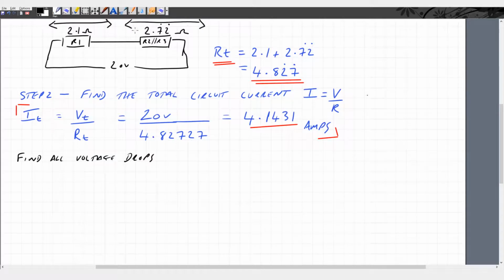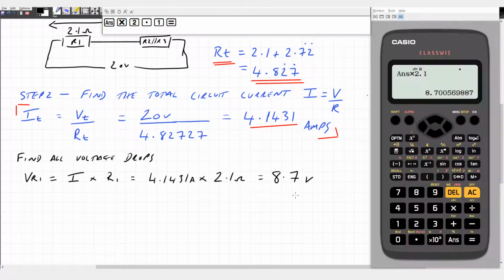So there's a voltage drop across R1 and there's another one across the parallel part. The voltage across R1 is the current times R1, V equals IR. So that's 4.1431 amps times R1, which is 2.1 ohms. And that's equal to 8.7 volts across R1.